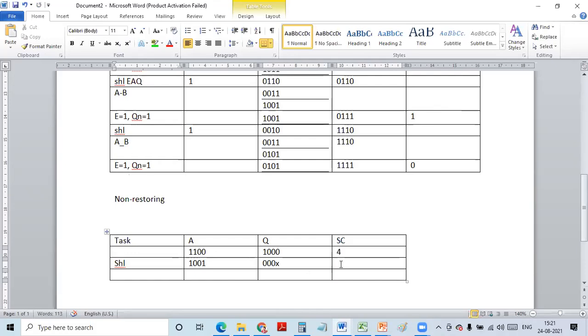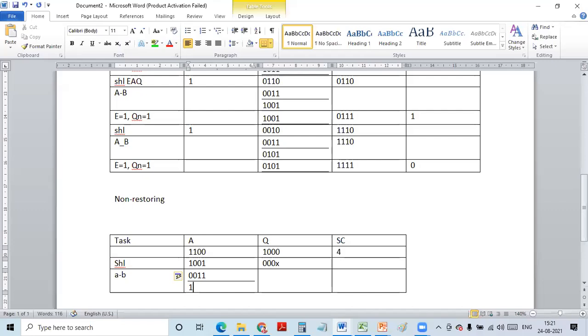After shift left, what you have to do? You have to perform subtraction. Initially, subtraction is 0 0 1 1. Do this, so I'll be getting 1 1 0 0. Right? Okay, so here you have to take a decision.